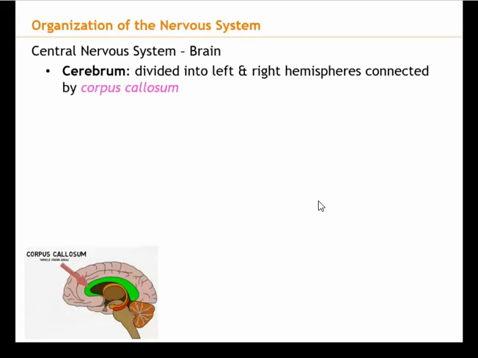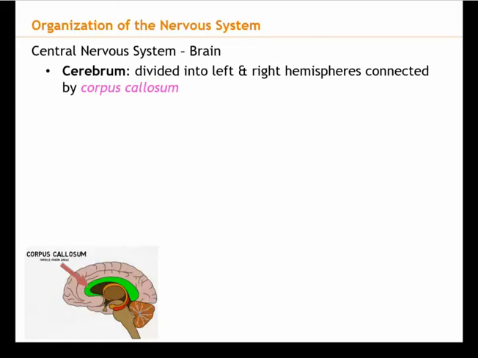So what is the cerebrum? It's referred to as the seat of consciousness. It's responsible for integration of complex sensory and neural functions and factors. It initiates and coordinates voluntary movement, like contraction.